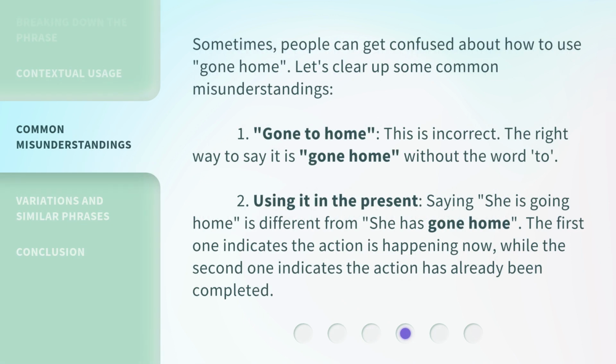Sometimes, people can get confused about how to use "gone home." Let's clear up some common misunderstandings. 1. "Gone to home." This is incorrect. The right way to say it is "gone home," without the word "to." 2. Using it in the present. Saying "she is going home" is different from "she has gone home." The first one indicates the action is happening now, while the second one indicates the action has already been completed.